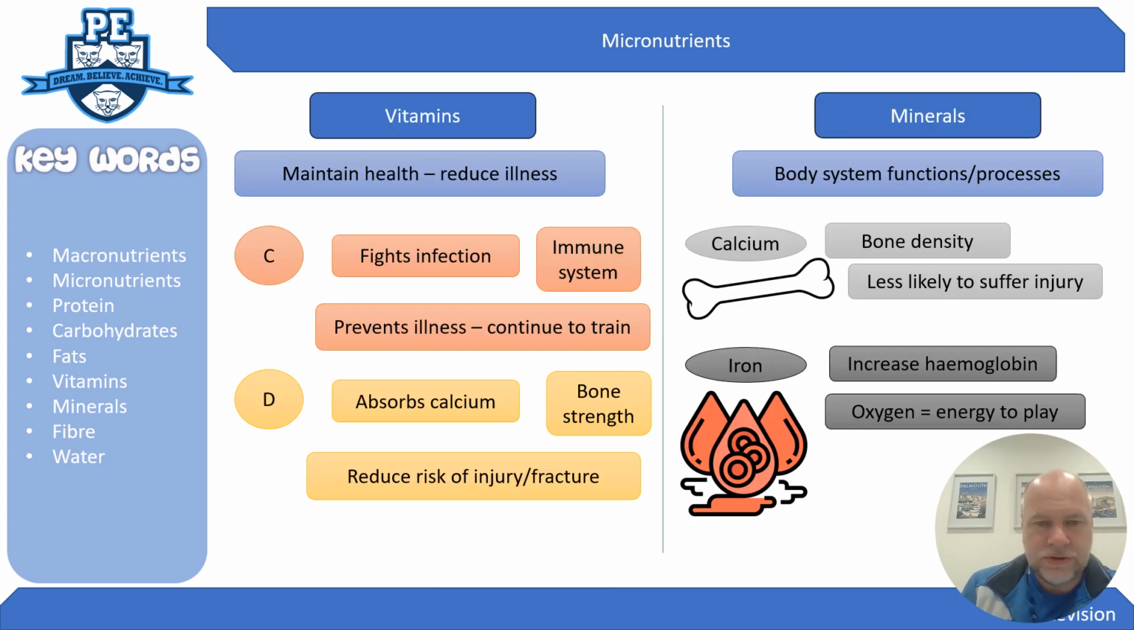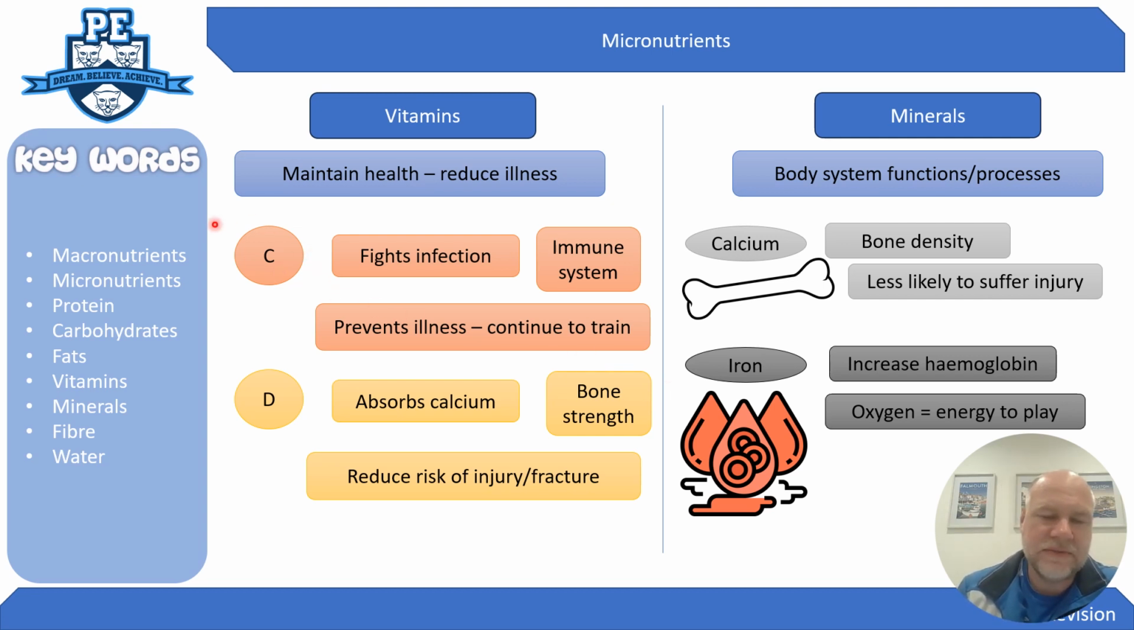Okay, so micronutrients tend to be broken into vitamins and minerals, and we need to know what the role of the vitamins is and what the role of the minerals is. The role of vitamins is to maintain our health and help us reduce illness, and the role of minerals is to allow our body systems to function properly and the body processes to work properly. So I would suggest that you pick at least 2 vitamins that you know inside out and 2 minerals that you know inside out. There are more, but these are the 4 that I've referred to, and how we apply them to sport.